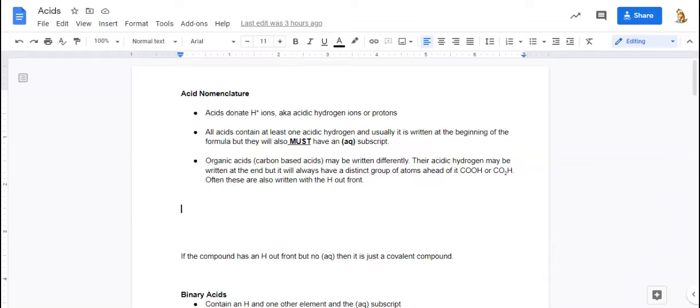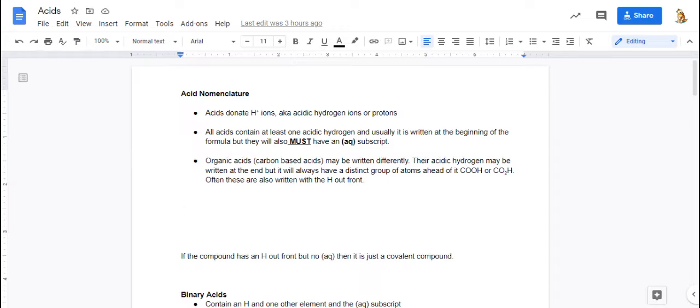Okay, nomenclature dealing with acids. Acids donate hydrogen ions, H+ ions, otherwise known as acidic hydrogen ions or protons, not to be confused with the protons that you find in a nucleus. All acids contain at least one acidic hydrogen, and usually it's written at the beginning of the formula, but they must all have an AQ subscript.